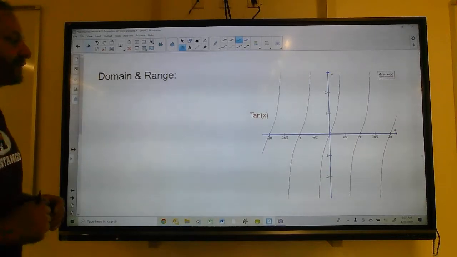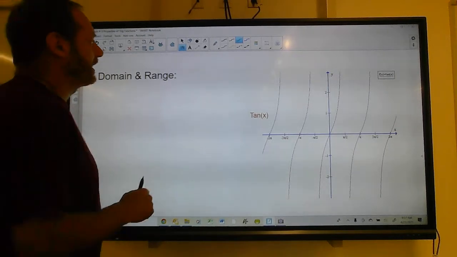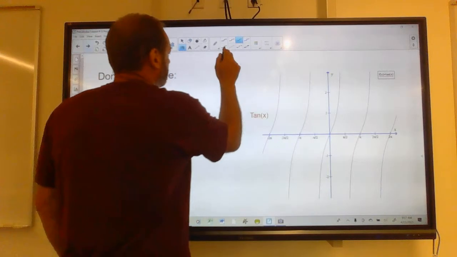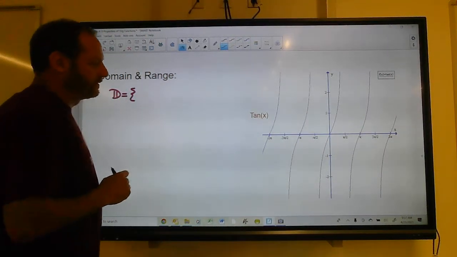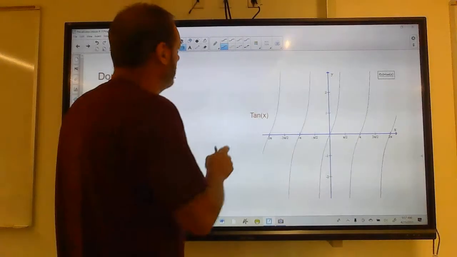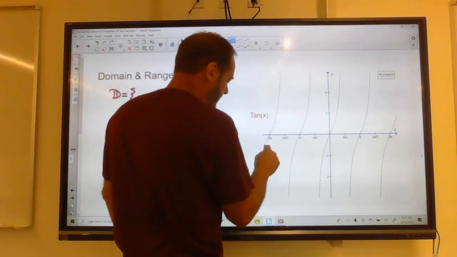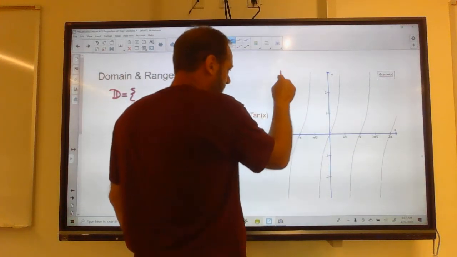All right, what about tangent? Okay, so tangent, you look at tangent here, and here, let me brighten it up a little bit in case it's hard to see. So tangent looks like this.